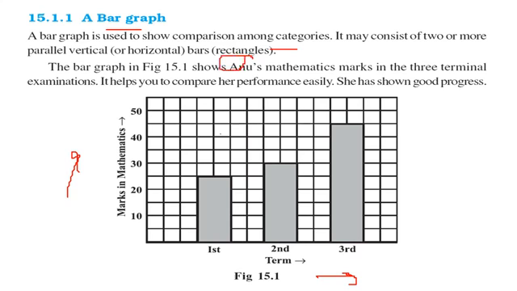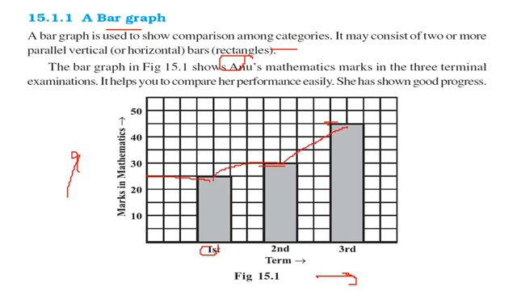mathematics marks in 3 terminal exams are shown. In the first terminal exam, how many marks did she get? She secured 25, then she secured 30, and in the third terminal, she secured around 45. So there is a gradual increase in the marks.